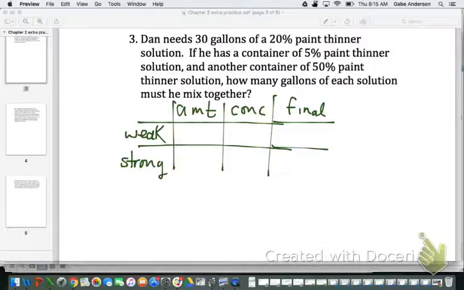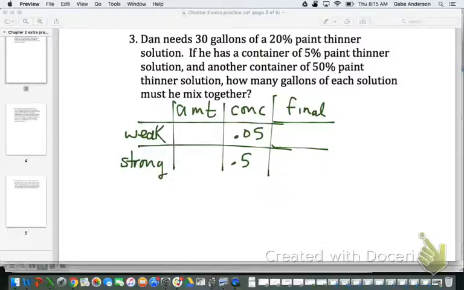Okay, so I'm a big fan of, as we're trying to organize these things, you're reading it, you're marking your question up, you're identifying key things. I like to fill out the chart with the easiest stuff first. So what do you think is going to be the easiest stuff to plug into the table? Concentration. Concentrations are pretty clearly spelled out, aren't they? What is the concentration of the weak amount? 0.05, yeah, 5%. And then how about the strong? 0.5, yep.